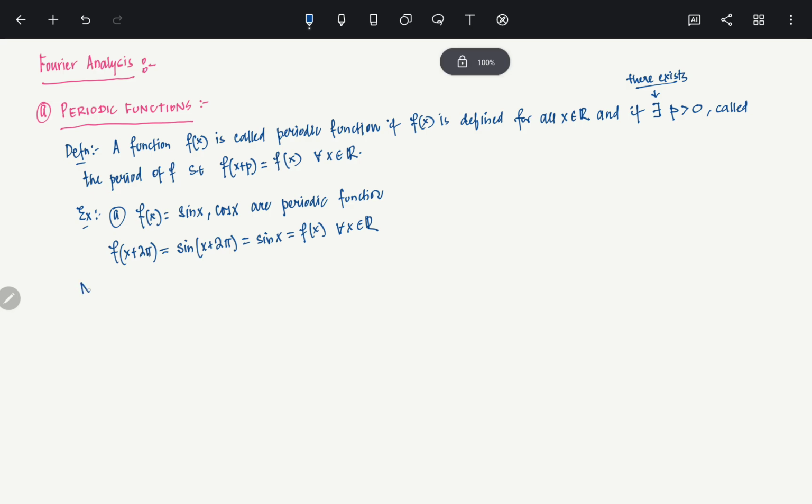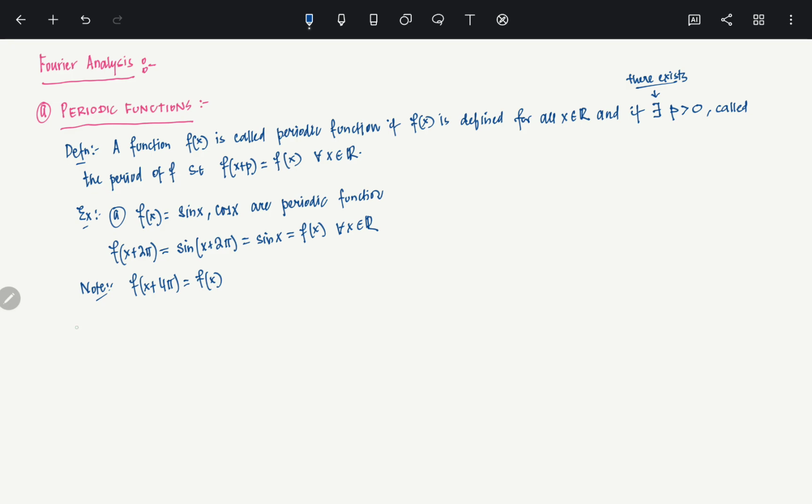Now note, if I do x plus 4 pi, then also I end up with sine of x, which is f of x. So in this case 2 pi is a period, and 4 pi is also a period. So what's going on here? Nothing is going on. Essentially, the period of a function may not be a unique number, since the function is copying itself over a certain interval. It will not be unique.